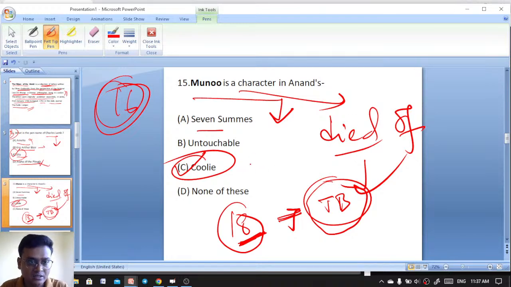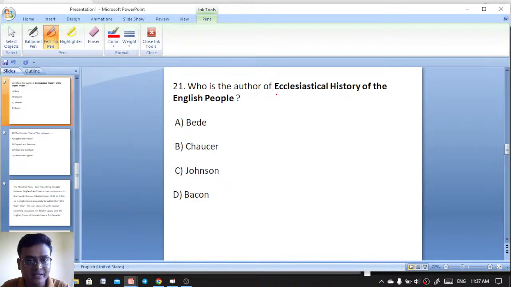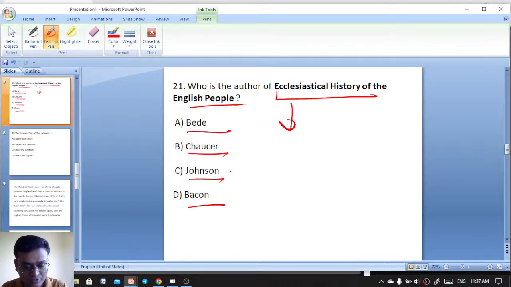1936, isn't it? Coolie was published in 1936, and what was published in 1935? Untouchable. In the previous question we came to know that Mulk Raj Anand's first novel is Untouchable, published in 1935. Then Coolie was published in 1936. Now tell me, who is the author of the Ecclesiastical History of the English People?